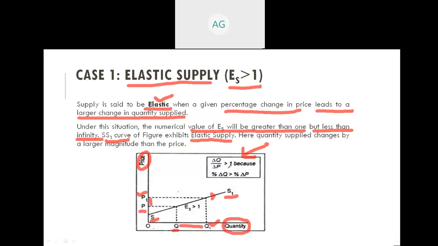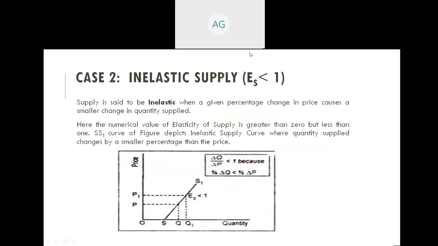Del Q divided by del P is greater than 1 because the percentage change in quantity is greater than the percentage change in price. So it can also be written in this form, as we already discussed in the previous slide, the mathematical representation of elasticity of supply. So this is case 1, which is known as elastic supply. Here ES is greater than 1. Now moving to the next case, which is case 2. Case 2 is inelastic supply, so here ES is less than 1.